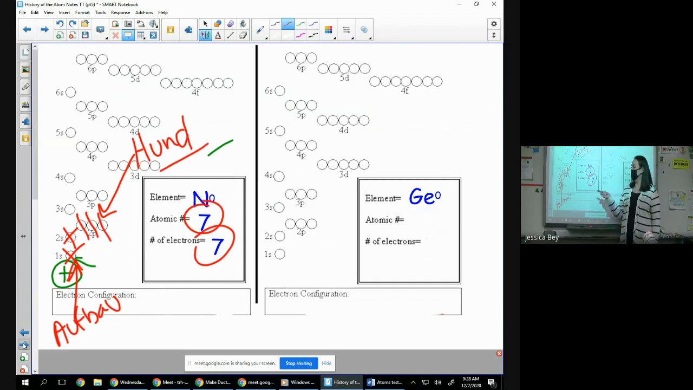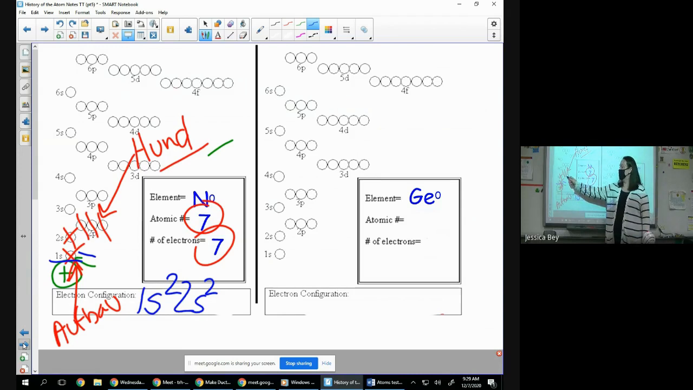Okay? Now all you have to do is write your electron configuration, and you just write what you see. So you write the energy level and the shape first. So this is 1s. And how many slashes do I have in 1s? I have 2. Then I have energy level 2, shape s. I have 2 electrons in there.